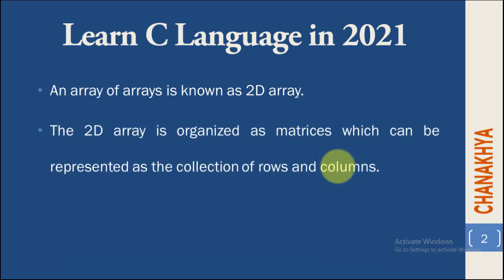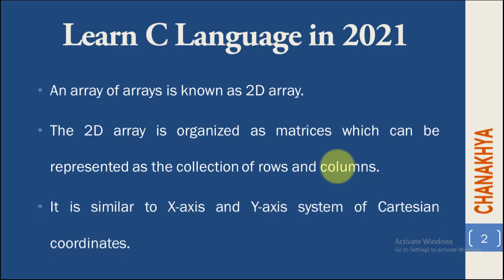The two-dimensional array is organized as matrices, which can be represented as a collection of rows and columns. So matrices here are similar, where the data is represented in the form of rows and columns. It is similar to the x-axis and y-axis system of the Cartesian coordinate system.